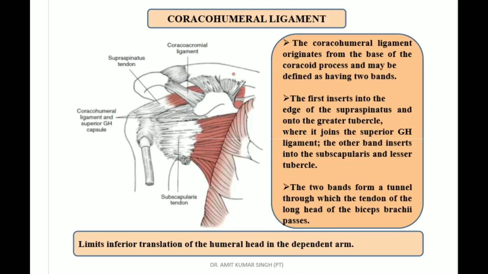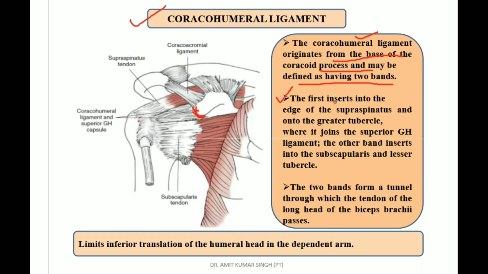Now coming to another important structure in the shoulder complex, that is our coracohumeral ligament. So what is the coracohumeral ligament? As already discussed, the coracohumeral ligament starts from the coracoid process till the head of the humerus. It originates from the base of the coracoid process and may be defined as having two bands.